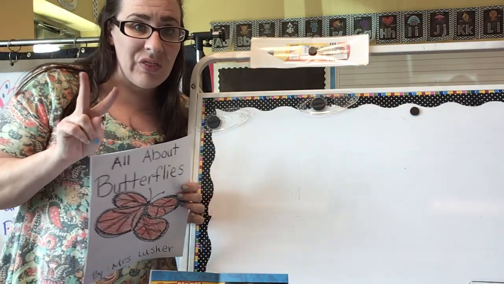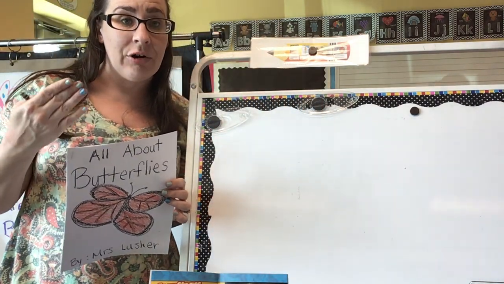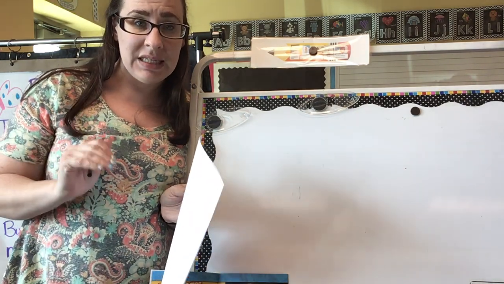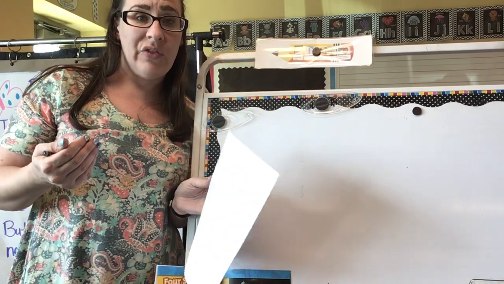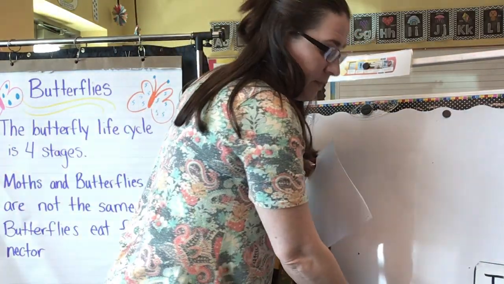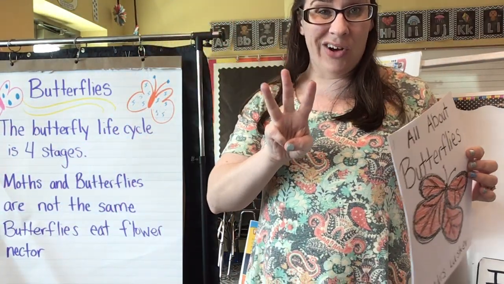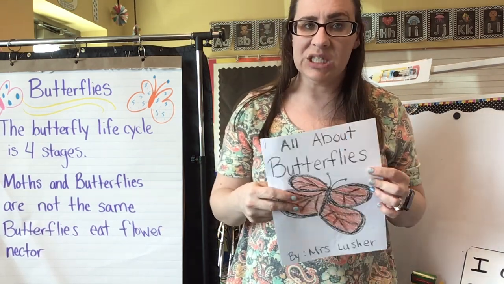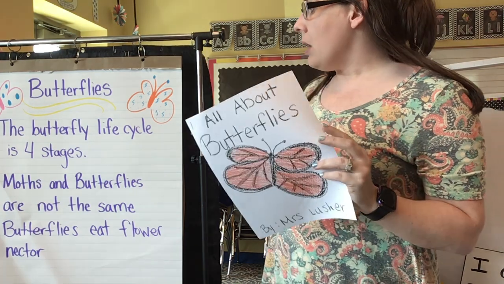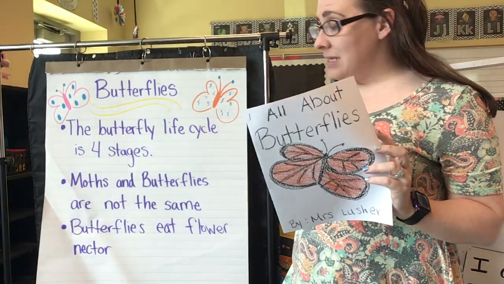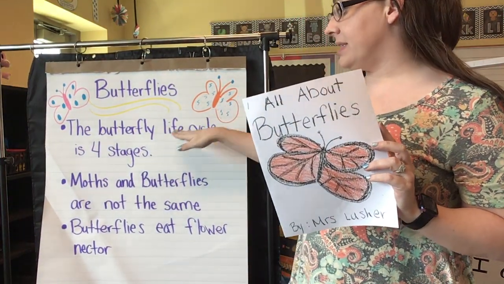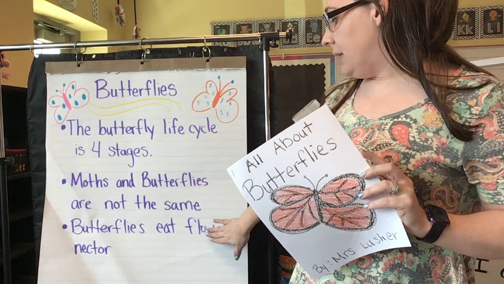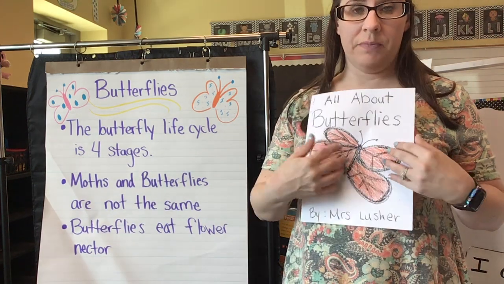Now the second thing we were gonna do today is to plan our writing out. In order to plan your writing, you might want to get a hold of your list that you made yesterday of all the different things that you wanted to talk about, okay? Your list should have at least 3 things on it. If it doesn't have 3 things, please go back and add more to where you have at least 3 things, okay? So if we look at my list, it says the butterfly life cycle is 4 stages, that moths and butterflies are not the same, and that butterflies eat flower nectar, okay?